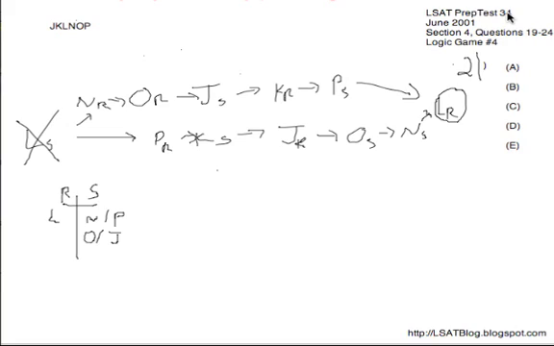Next, number 21, the minimum number of doctors that could be at Sumerton.